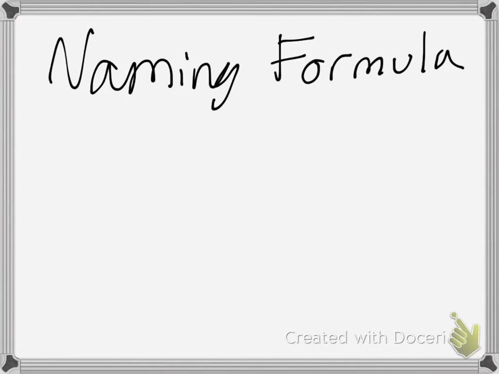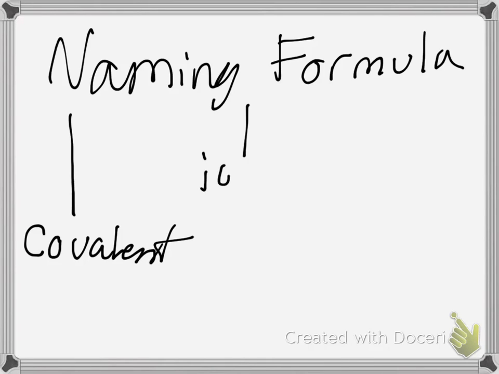Right now we're going to learn about the naming formulas. There are three types of formulas that you'll be able to name. It's covalent, ionic, and acids.